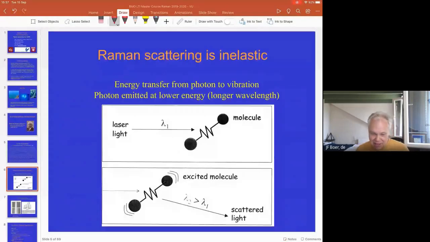So like I explained, the process is a transfer of energy from the photon or the electromagnetic wave to the molecule. And what you can see here is the laser light.